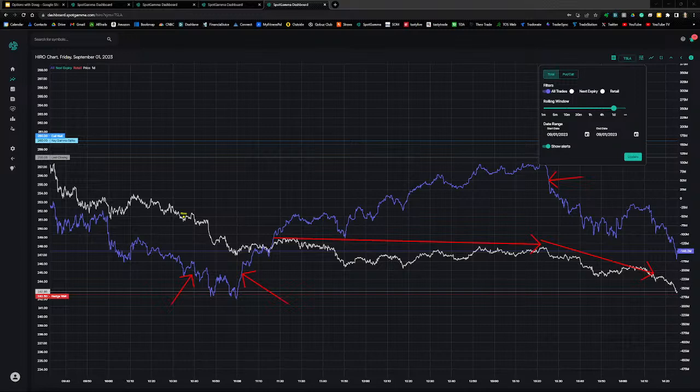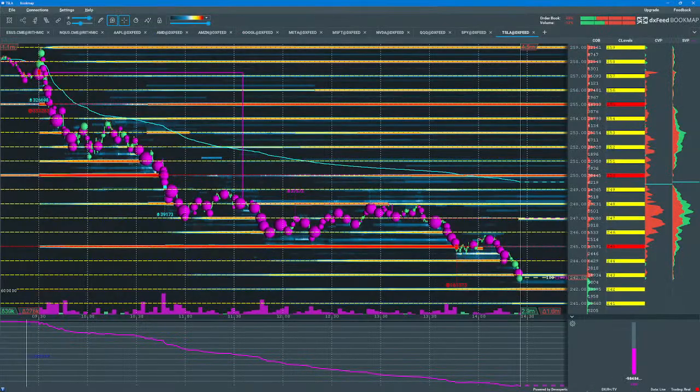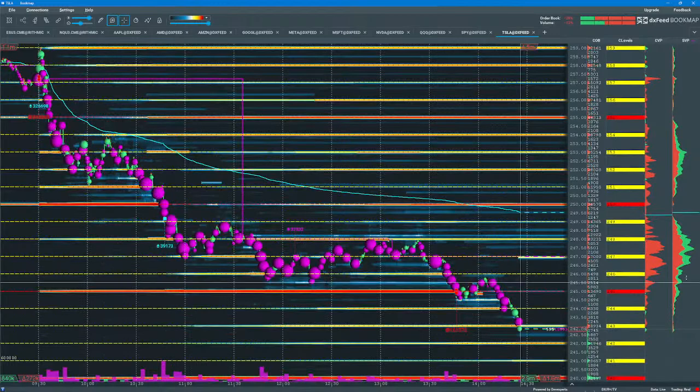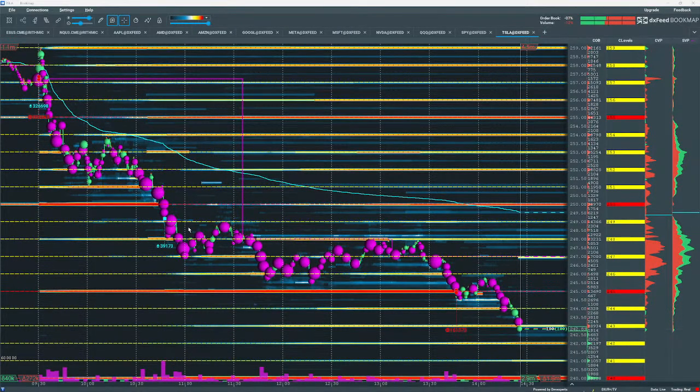So let's go back and take a look at Bookmap. So we can see that is the case here. The slope of the downtrend stops a little bit. It's less steep, and then as options traders start to join the party again, Tesla moves lower.